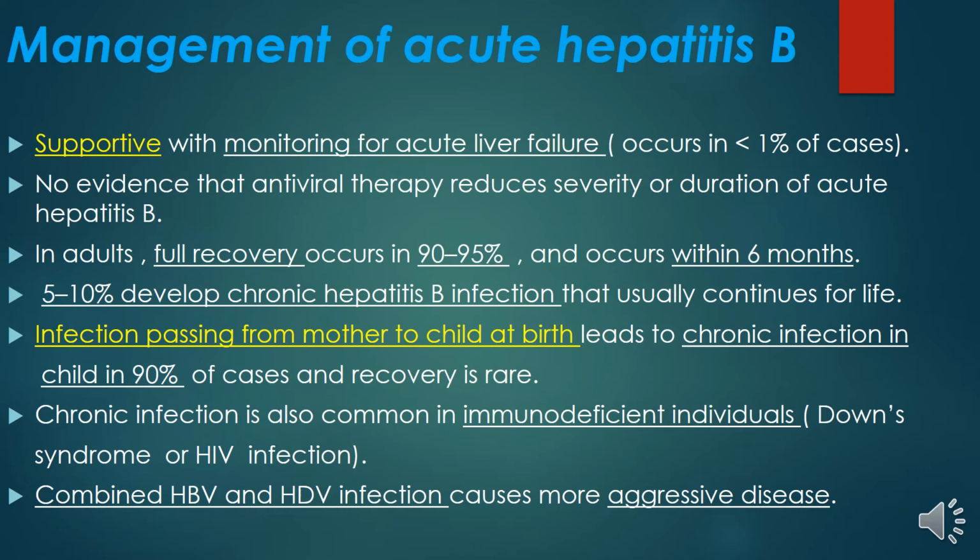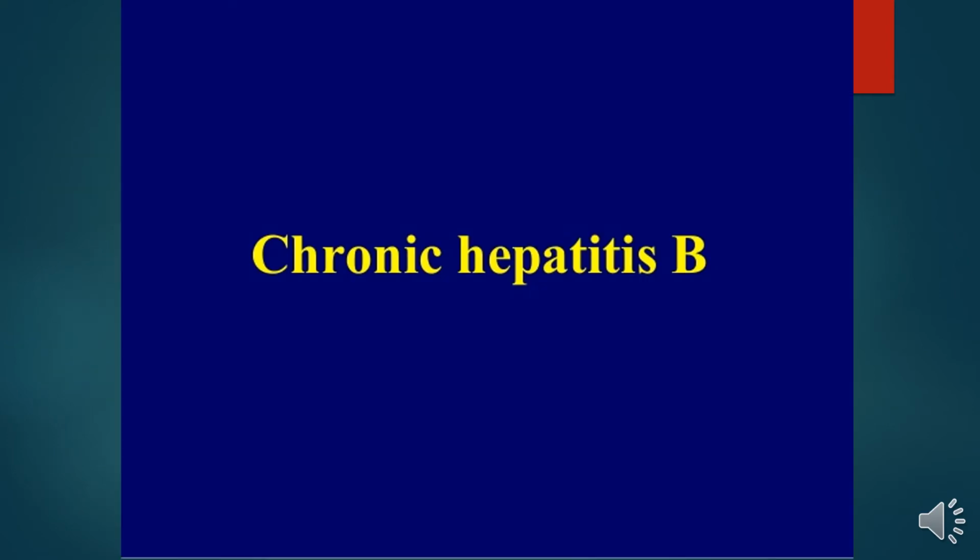Infection passing from mother to child at birth leads to chronic infection in the child in 90% of cases, and recovery is rare. Chronic infection is also common in immunodeficient individuals like those with Down syndrome and HIV infection. Combined hepatitis B virus and hepatitis D virus infection causes more aggressive disease.